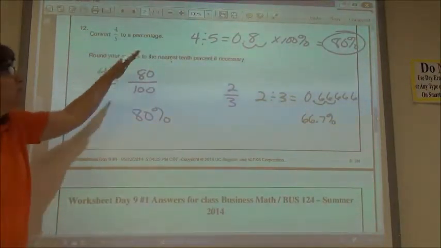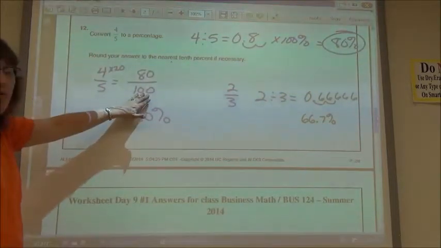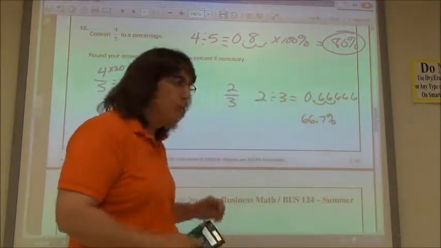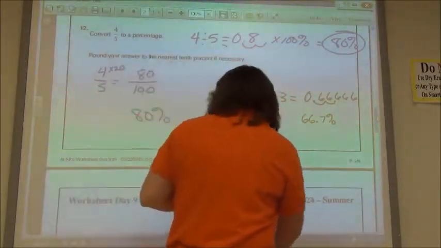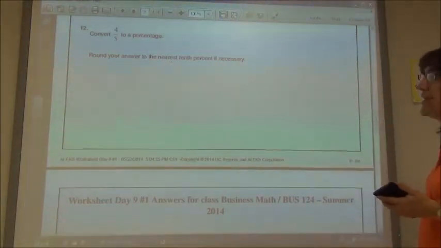So, 2 options for changing a fraction to a percent. Either make the equivalent fraction over 100, or divide it out and then change your decimal to a percent. So, that's the end of that first worksheet, day 9, or at least the first worksheet in the decimal section.